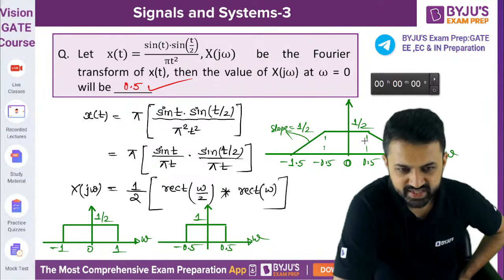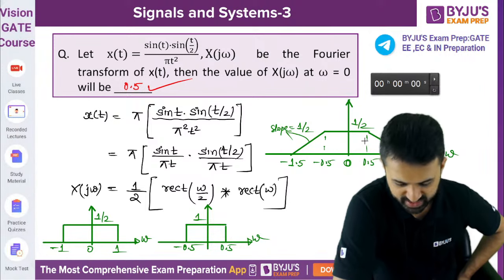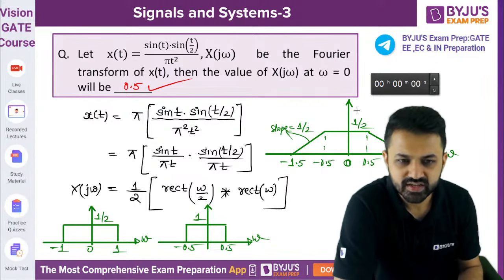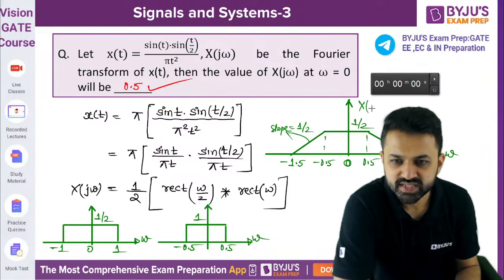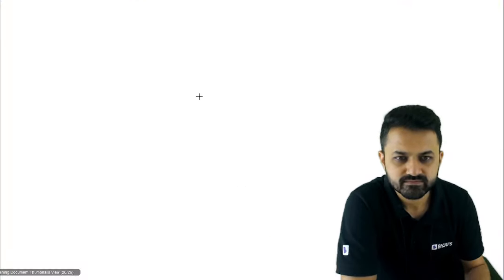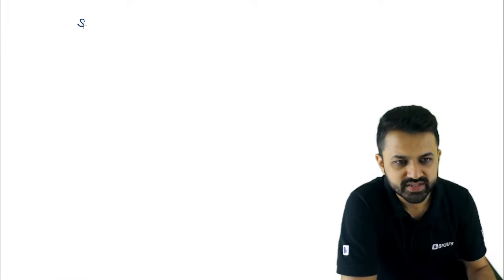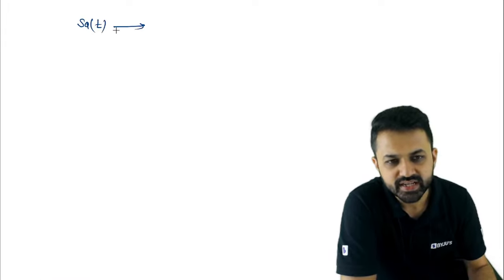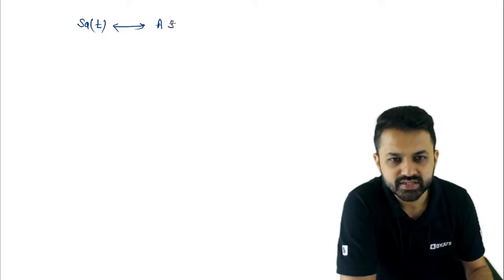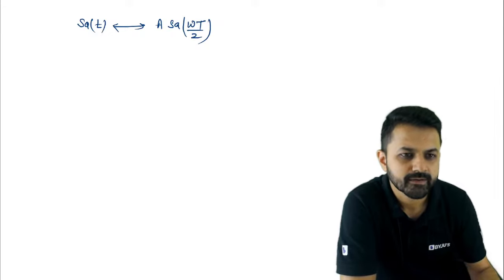Sin t upon pi t is having the Fourier transform rectangular omega by 2. Is it clear now? This is X of j omega. Sampling of t is having the Fourier transform a sampling of omega T by 2, T into capital T.